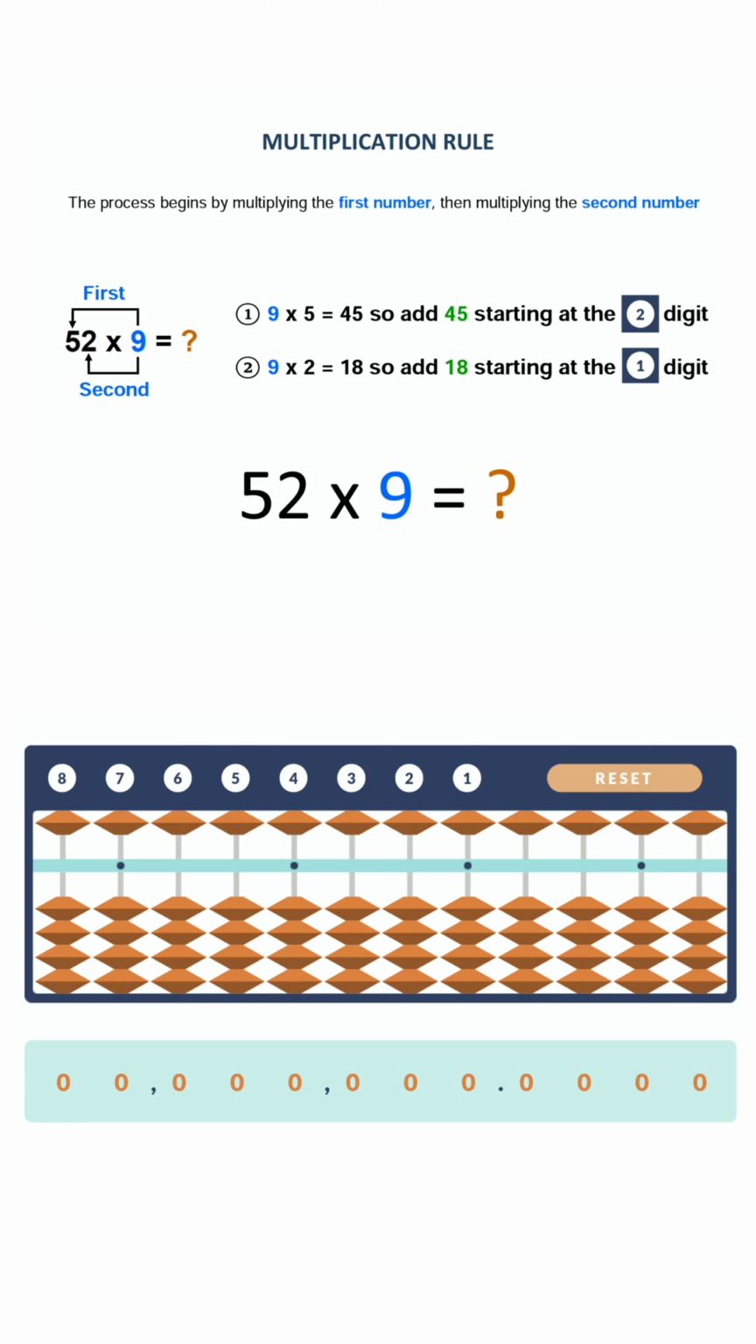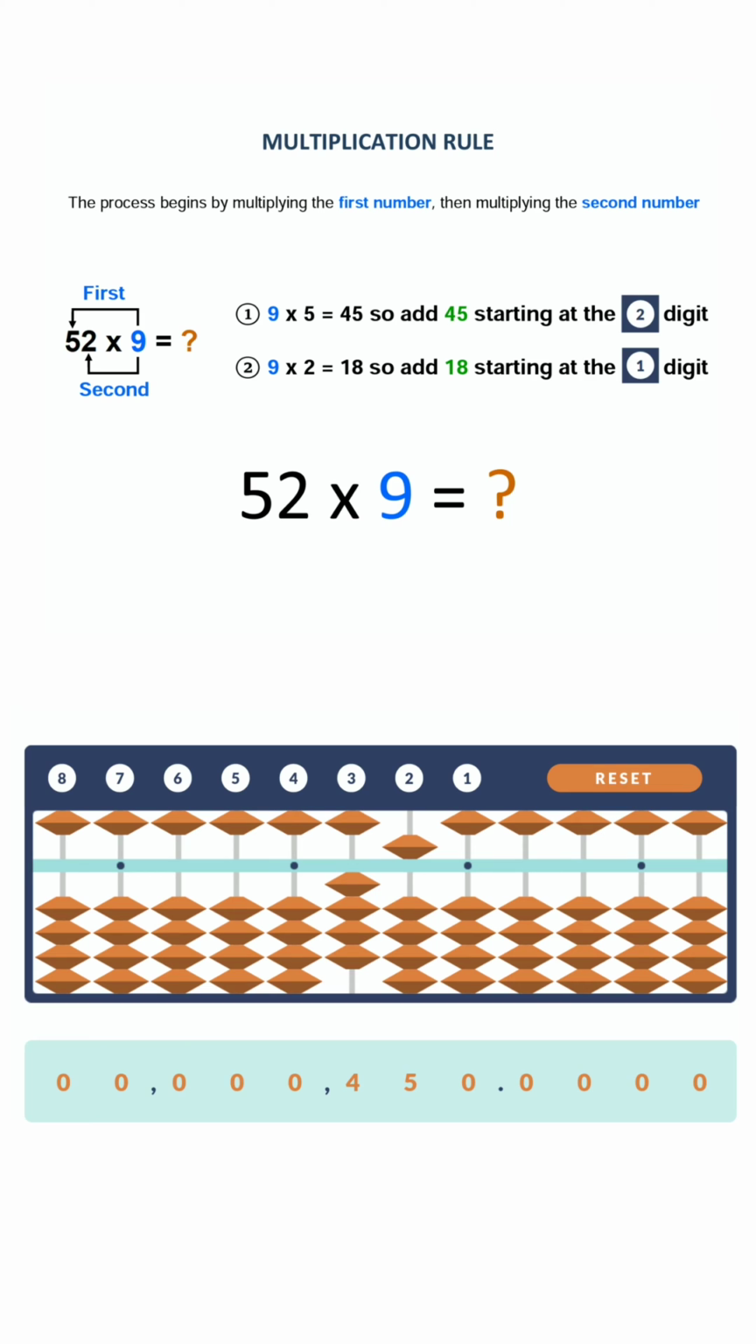So first we're going to do 9 times 5. 9 times 5 equals 45, so we're going to add 45 starting at the second digit. However, a very important rule to keep in mind though, if the number is greater than 10 or equal to 10, you have to move it 1 over to the left. If the number is less than 10, you stay where you are. So because 45 is greater than 10, we're going to move it 1 over to the 3 spot.